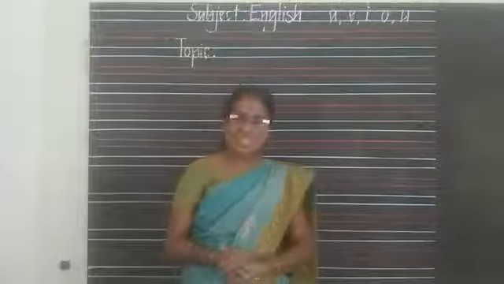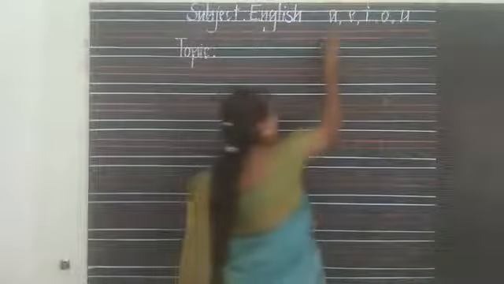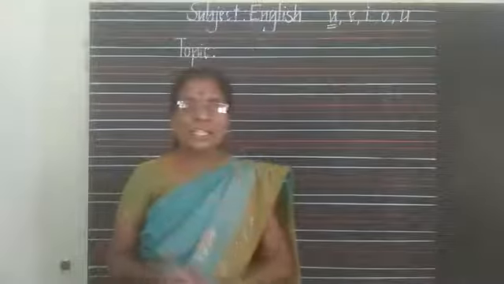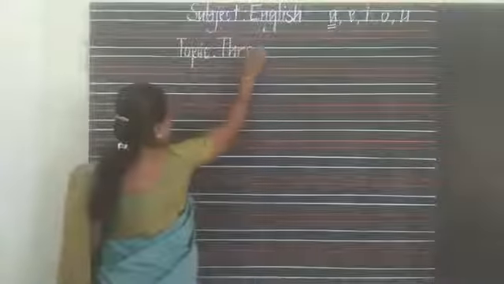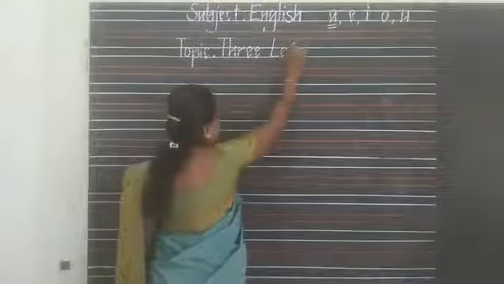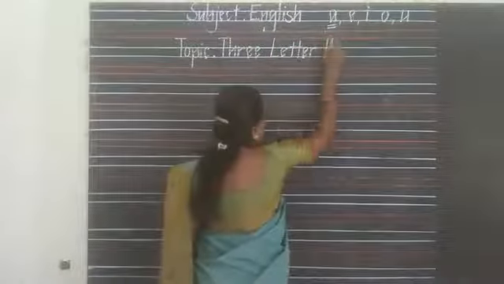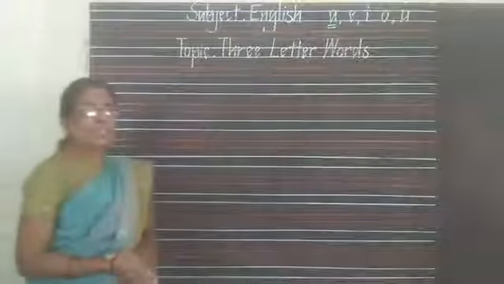Okay, children, in today's class we are going to learn by using vowel letter A. We are going to learn 3 letter words. 3 letter words. T H R E E, L E T T E R, W O R D S, words. 3 letter words. Okay, children.